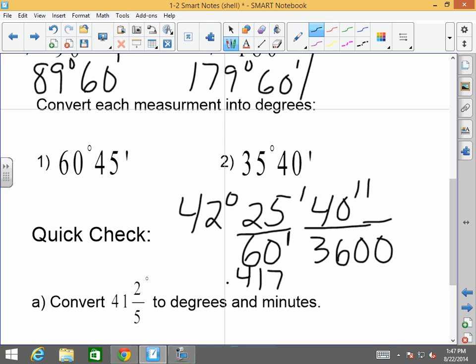And then we have 40 divided by 3,600. And that's 0.001. So in total, this would be 42 plus 0.417 plus 0.001. So this would be 42.418 degrees. Really ugly numbers. If I were to give this to you, I promise you, you will be able to use a calculator as well. Okay? But I want to make sure that you understand the concept here. So we're good here? So degrees to minutes, divide by 60. Seconds to degrees, divide by 3,600, please.